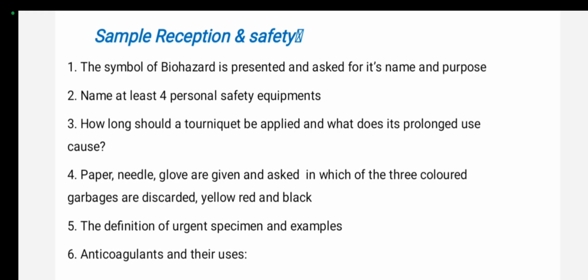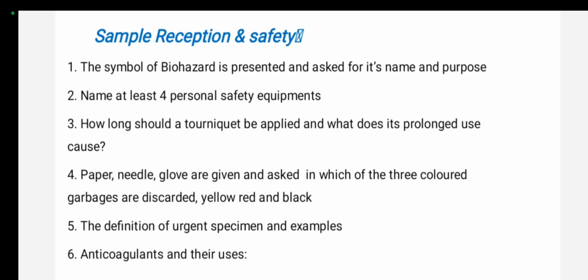Another section is hematology. In hematology, the first thing is microscopic examination. We may be asked to observe the specimen, the blood film or the blood smear, and we may be asked to state what we see.